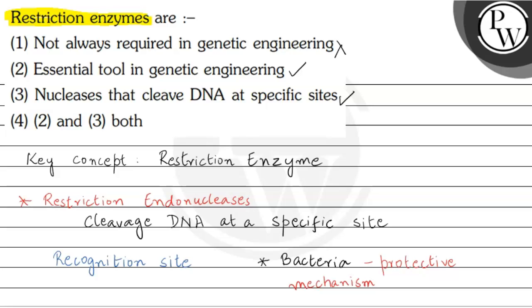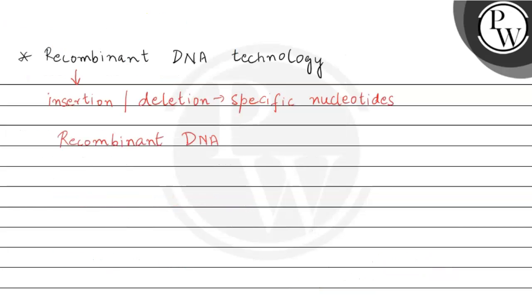So we can see that both option 2 and 3 are correct. Therefore, our final answer for this question will be option number 4, that is 2 and 3 both are correct descriptions of restriction enzymes. So our final answer is option number 4, that is 2 and 3 both.